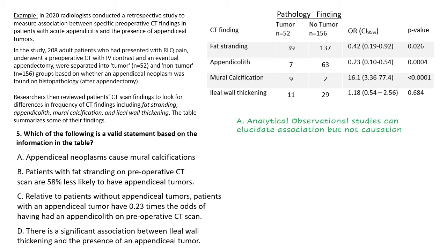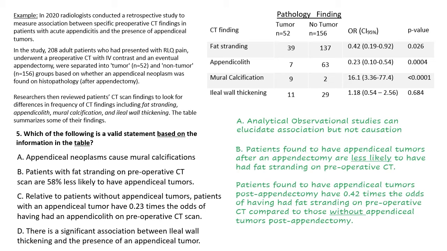Answer choice B. Patients with fat stranding on preoperative CT scan are 58% less likely to have appendiceal tumors. Okay, so the negative association between fat stranding on preoperative CT and the presence of an appendiceal tumor is statistically significant. However, there's a few things wrong with this statement. First, this is a case control study, and it cannot be used to estimate how much more or less likely an outcome is based on an exposure. Second, by using the phrase 58% less likely, the statement is attempting to describe an odds ratio using probability, and that's just straight up not cool. What we can say is that patients found to have appendiceal tumors after an appendectomy are less likely to have had fat stranding on preoperative CT.